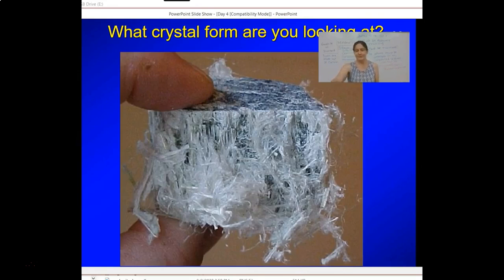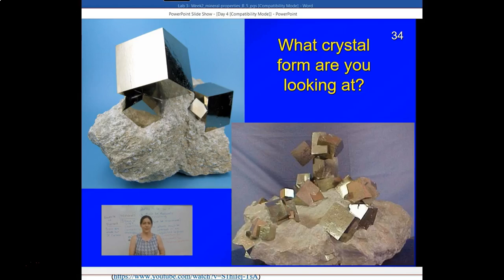Okay, what crystal form does this one have? It's chunky, but it's not long and chunky like the prismatic one was. This is growing into little squares, little cubes. If it looks like cubes, little squares, we call that crystal form equant. It's equal in length in all directions. It has an equant crystal form.